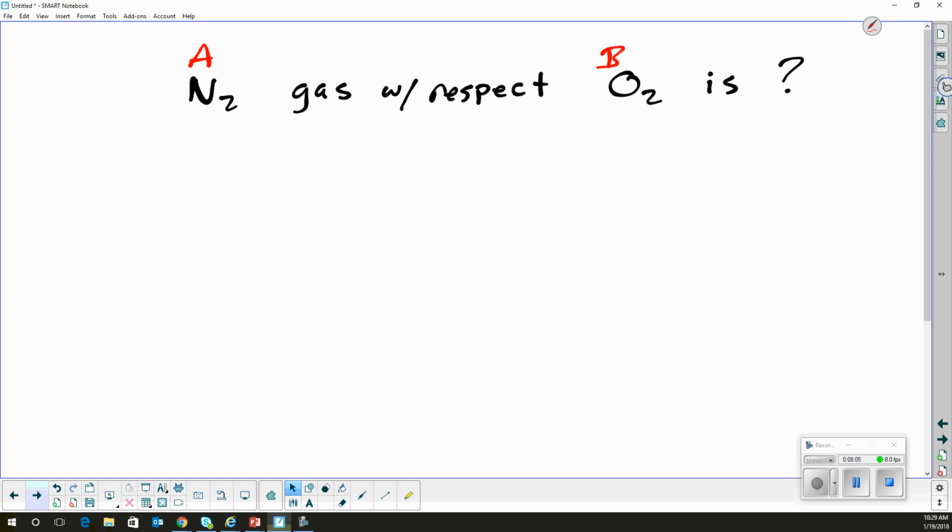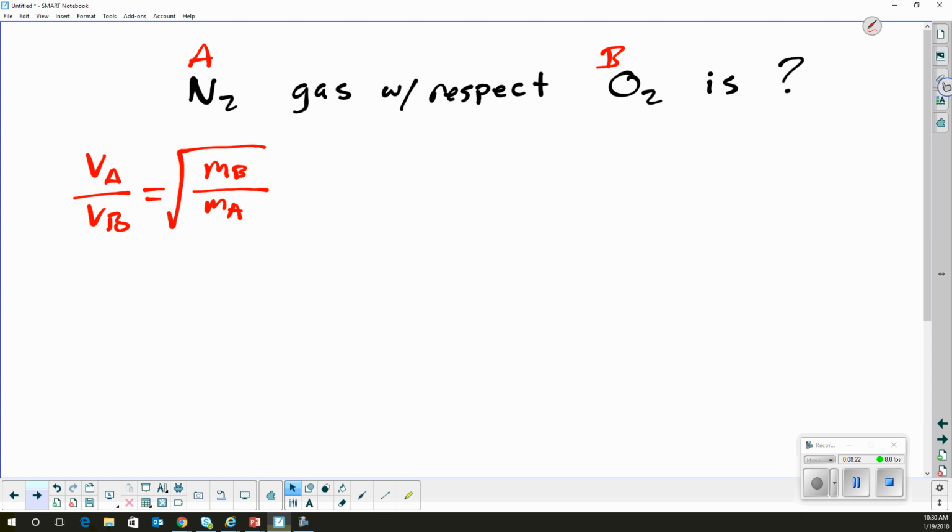So when I look at Graham's law, I say velocity of A divided by velocity of B equals the square root of the mass of B divided by the mass of A. Remember, they flip places. Okay, and that's Graham's law.